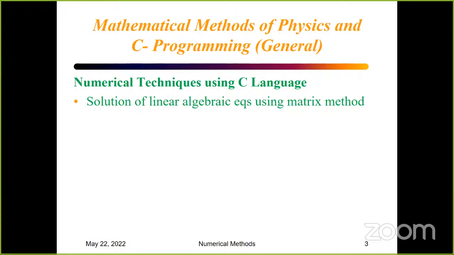Numerical techniques using the C language: solution of linear algebraic equations using the matrix method. You can solve any equation like y equals mx plus c, one simple linear equation. If the intercept is 0, then y becomes m times x. How x varies, y will also vary depending on the slope.